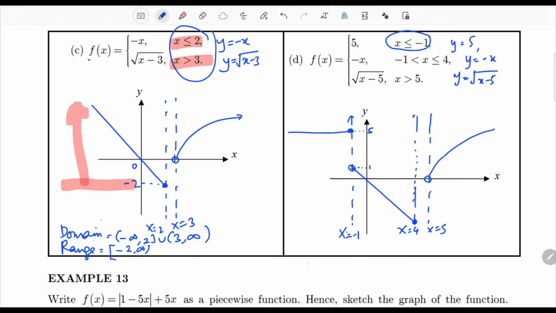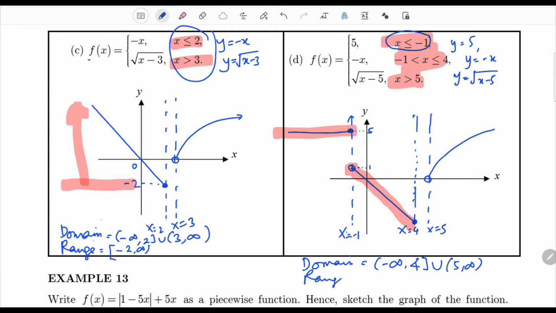Okay, alright then. So the domain will be referring to this. Negative infinity to negative 1. Okay, from here, continue with this up to 4. So up to 4, shaded circle. So that will be a half open interval, union from 5 to infinity.